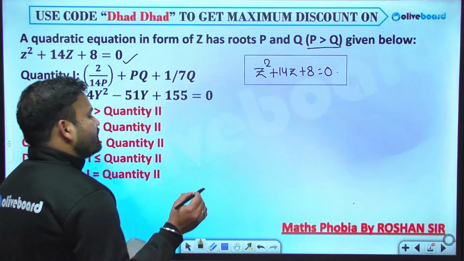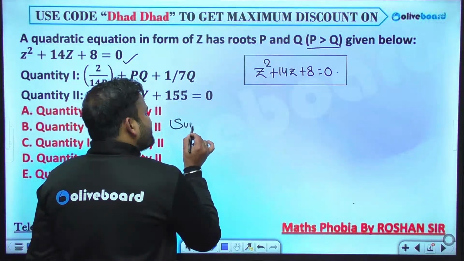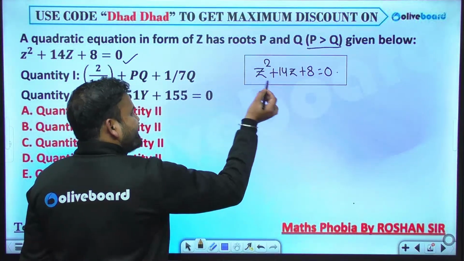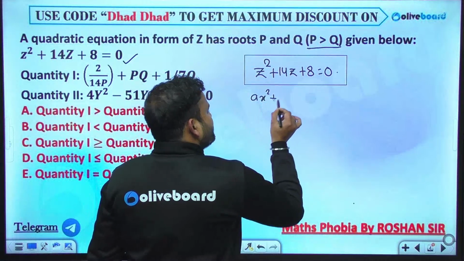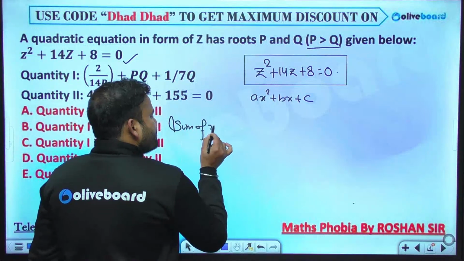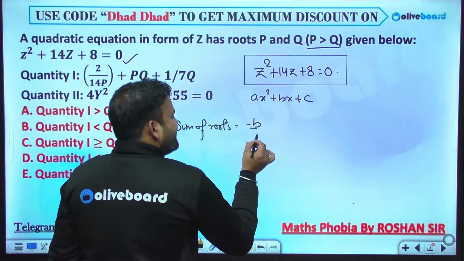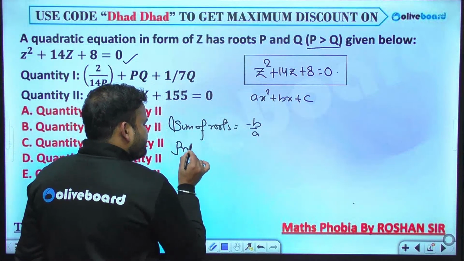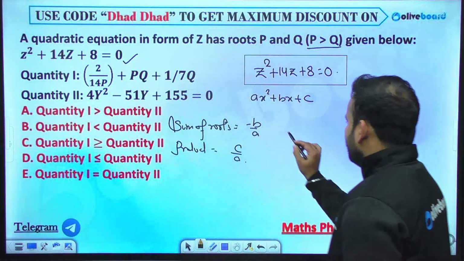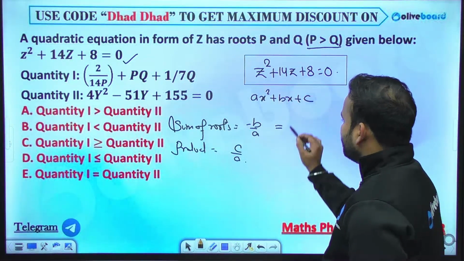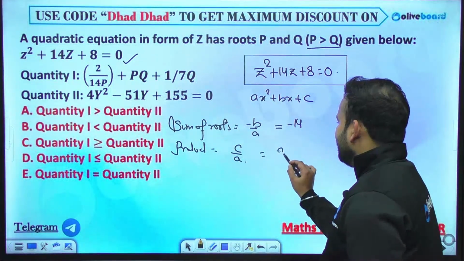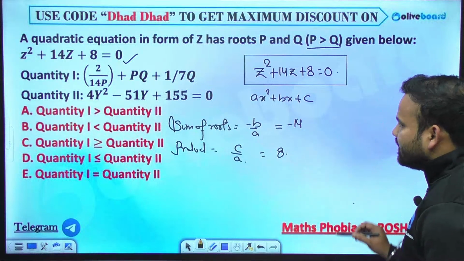See, what are the sum of roots? You might have heard of sum of roots. If an expression is in the form of ax square plus bx plus c, the sum of roots will be minus b by a, and the product of roots will be c upon a. So from here, the sum of roots will be minus 14 by 1, that is minus 14. And the product of roots is 8. Clear? What about the first expression? This is 1 by 7.